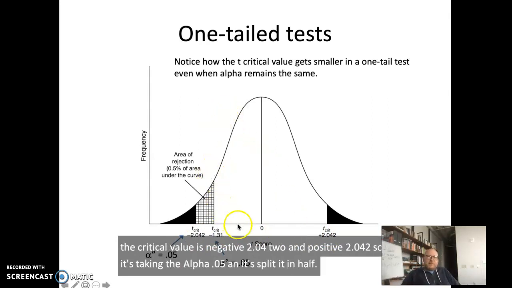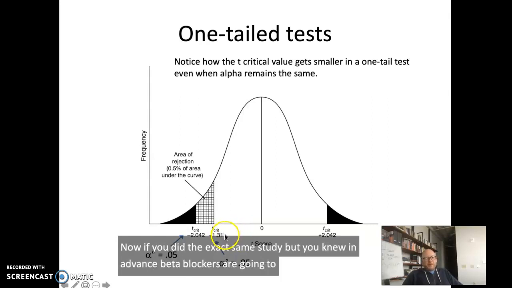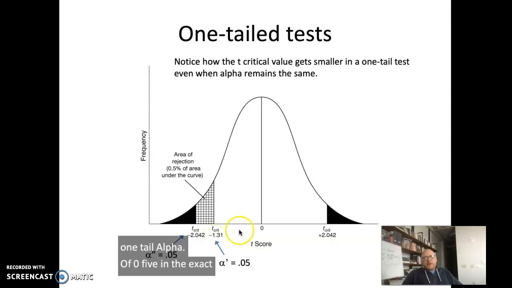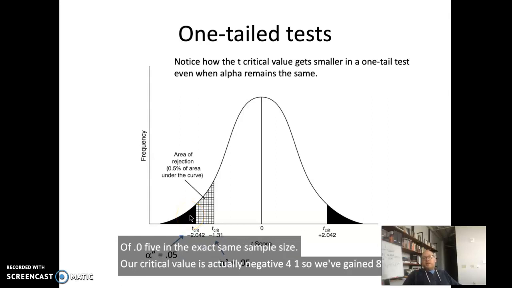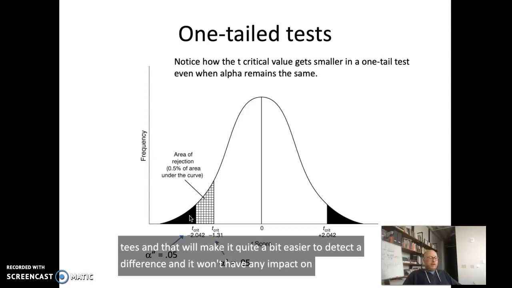Now if you did the exact same study, but you knew in advance beta blockers are going to reduce, not increase, you could put the entire alpha on the left side. And here with the one-tailed alpha of 0.05 and the exact same sample size, our critical value is actually negative 1.31. So we've gained 0.8 T's, and that's going to make it quite a bit easier to detect a difference, and it won't have any impact on the rate or the probability of the type 1 error.